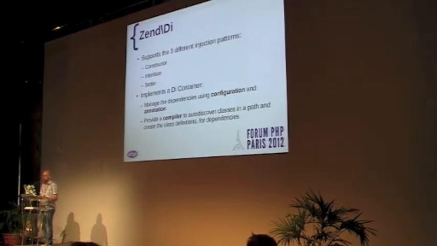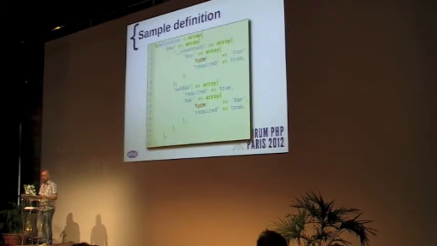You can use a configuration or annotation in order to configure your dependency injection. And we also provide a compiler that is able to auto-discover the dependencies in your project. Of course, you need to run the compiler in order to provide the configuration, but it's quite fast and automatic. So here there is an example of a definition.